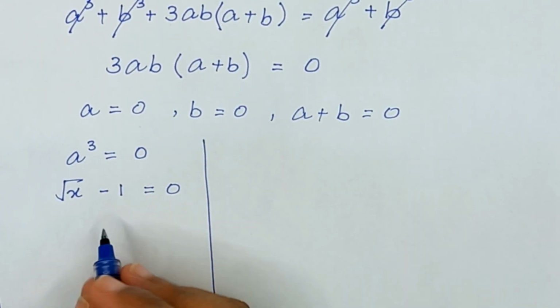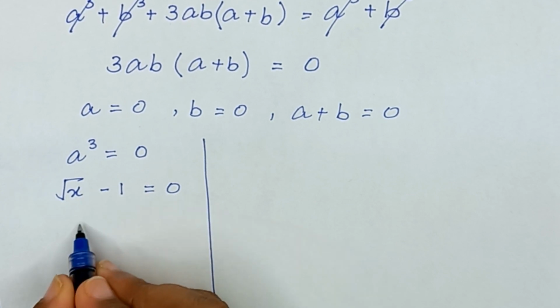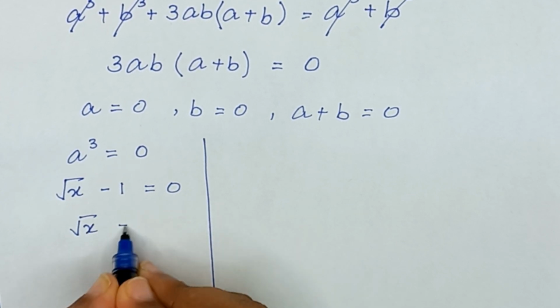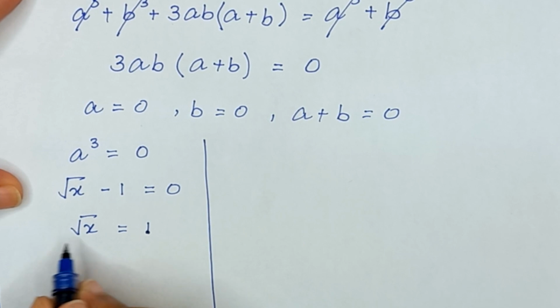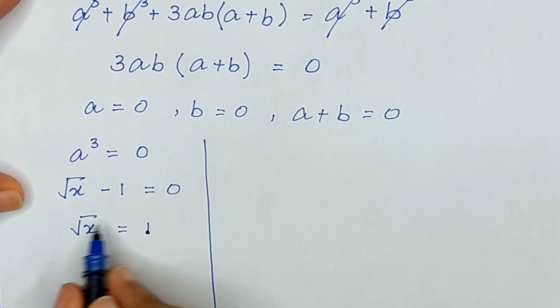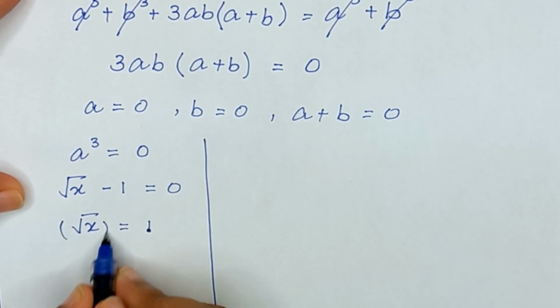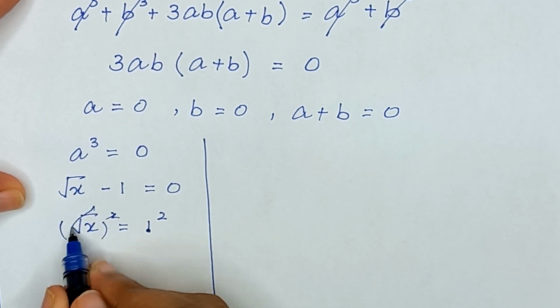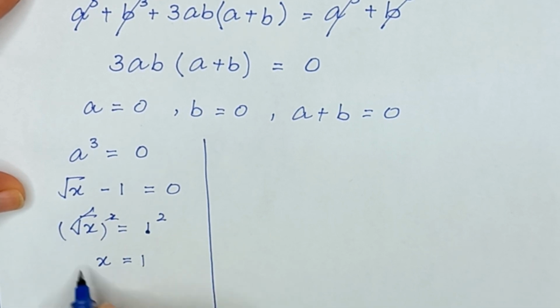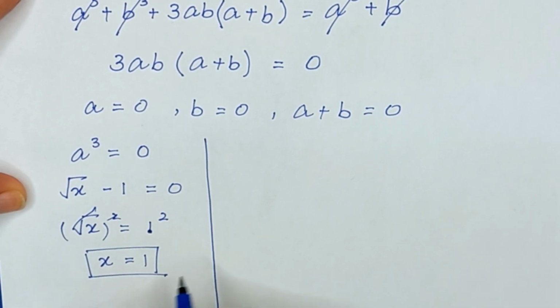From here we will take this negative 1 to the right hand side, so it will become square root of x is equal to 1. To remove this square root, we will apply square on both sides. So square and square root will be cancelled out, and from here the value of x is equal to 1.